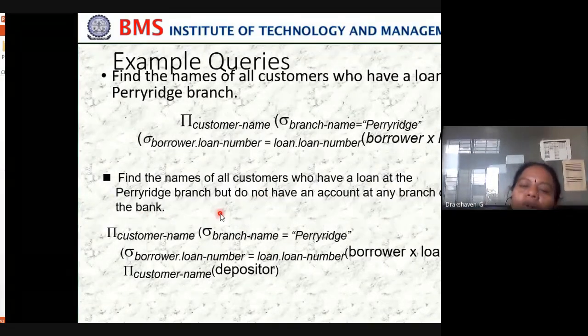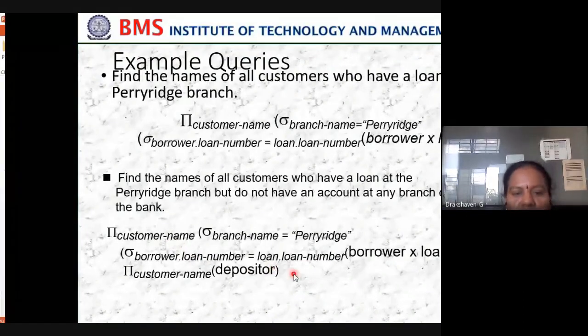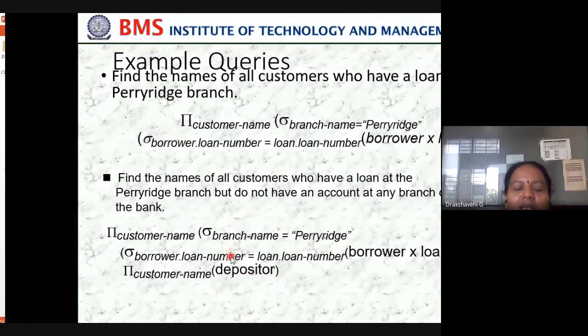So what we want are those who don't have an account but still have a loan. Those details we want. So take whatever we have done, and minus those who don't have an account. In the Depositors table, what do we have? Account. Subtract this, then you'll get a person who does not have an account but still has a loan, in the Perry Ridge branch. This is an example.